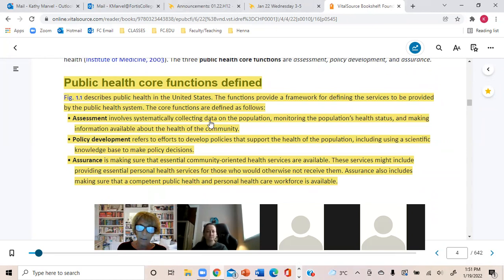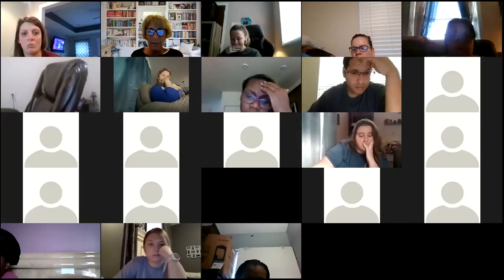Does that make sense? This is all connected. All of this is connected. The PowerPoint's connected to the chapters. The case studies are connected to the chapters. Can you see all that? I'm just going to stop sharing for a minute. Can you see how all that is connecting?